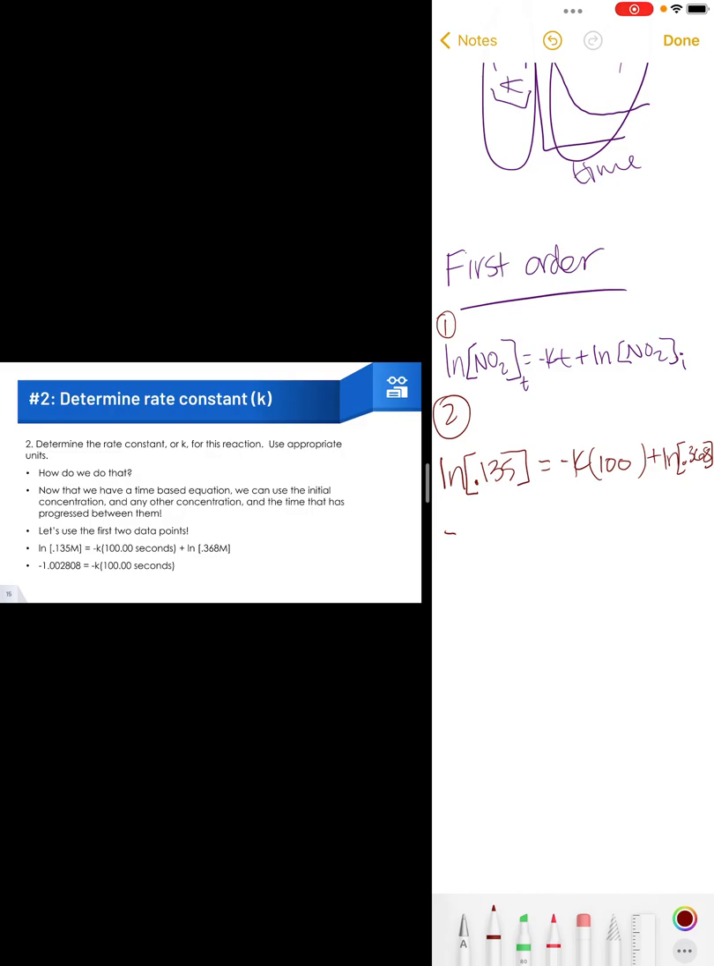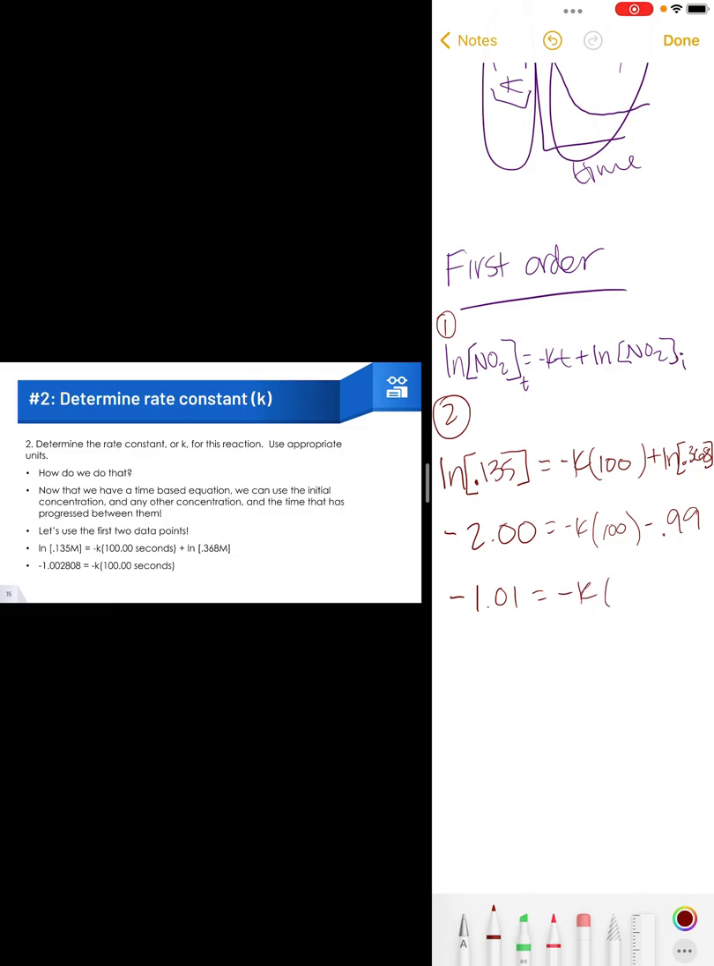So I got -2. When I did natural log of 0.368, I got -0.99. So here's what I have so far. Next thing I would do is add 0.99 to that other side. So -2 plus 0.99 is a -1.01.